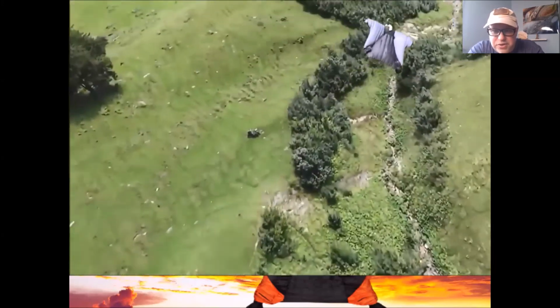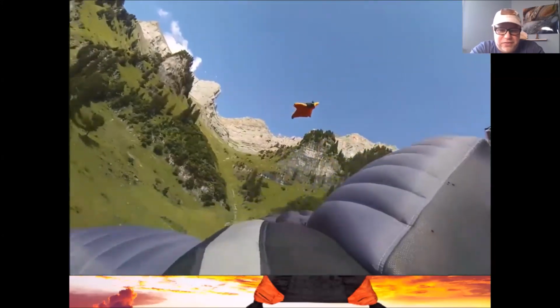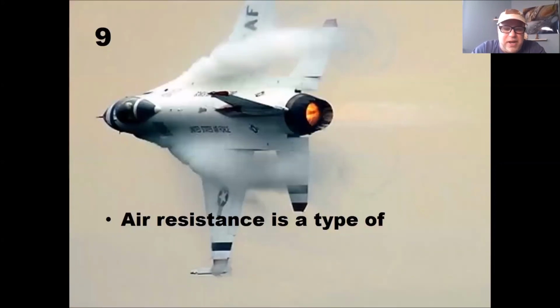So in this case, they're using the air resistance to their advantage to have a little bit of fun with physics right here. Okay, number 8: right near the surface of Earth, the acceleration due to gravity is 9.8 meters per second per second. After falling for 6 seconds, an object would have a velocity of, well, all you have to do is multiply again, right? Multiply that 9.8 times 6, and that's going to give you the answer of 58.8 meters per second.